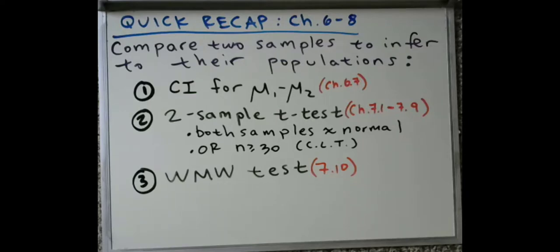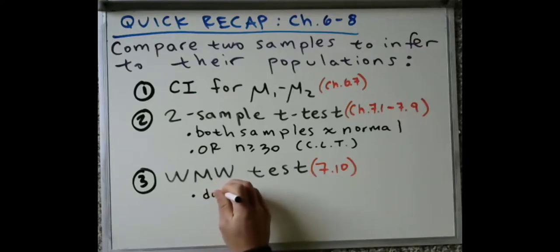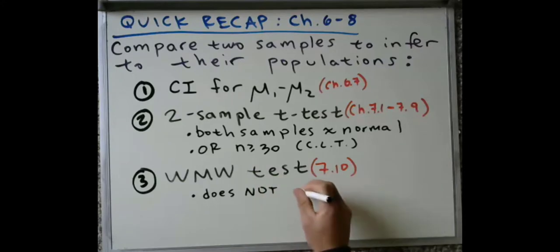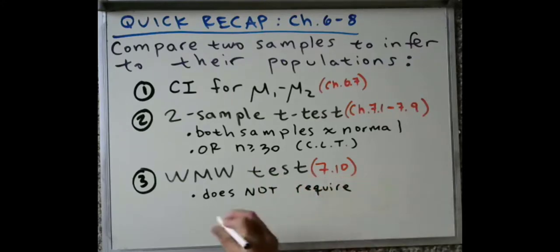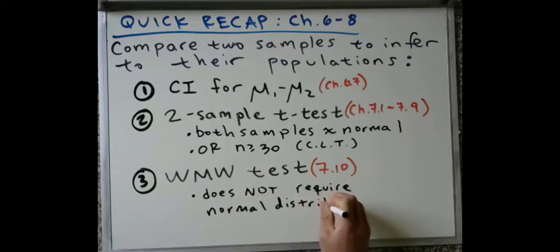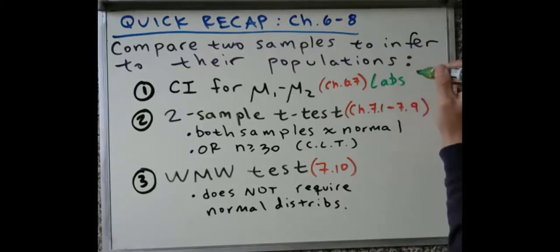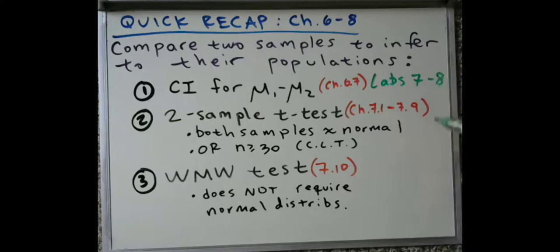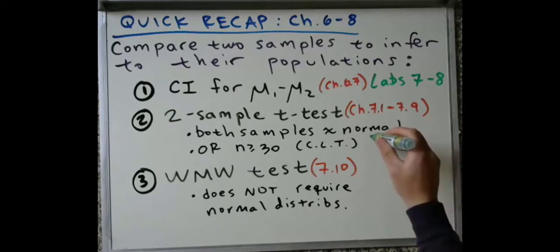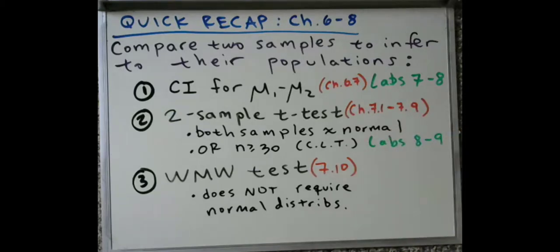Because the Wilcoxon-Mann-Whitney test is non-parametric, it is distribution-free, so it does not have this normality requirement. These were also discussed in deeper detail in some of the lab assignments. In green, I'll write that down. These were labs 7 to 8 for the confidence interval. The t-test was labs 8 and 9, and the Wilcoxon-Mann-Whitney test was just lab 9.